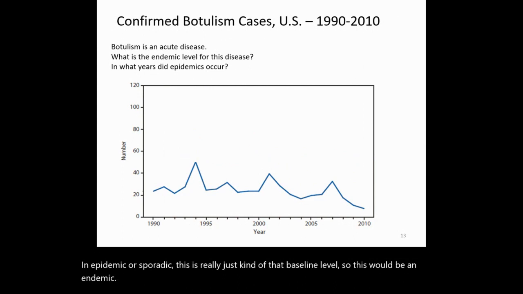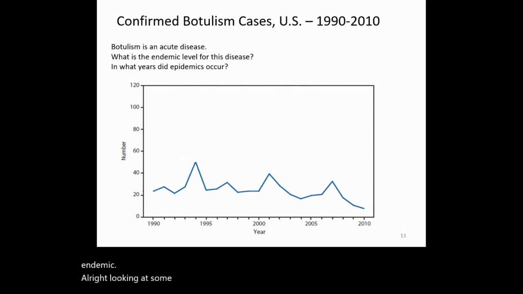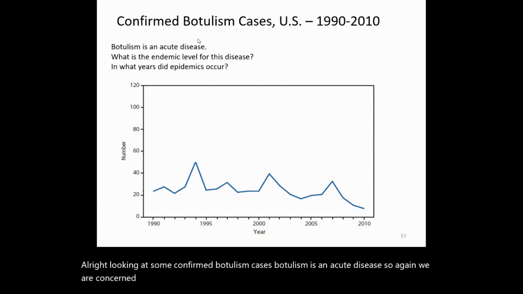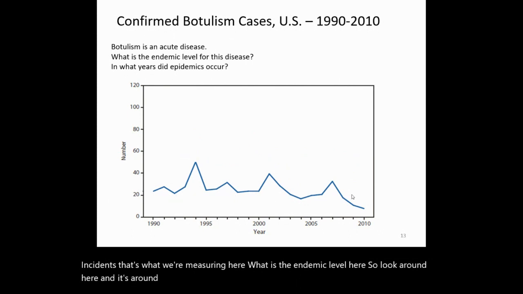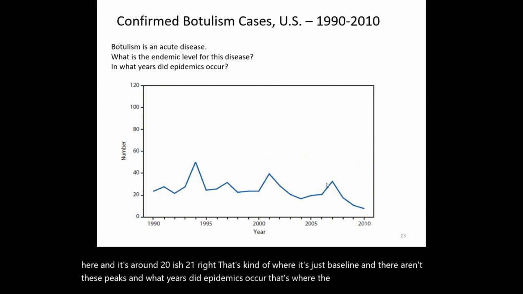All right, looking at some confirmed botulism cases. Botulism is an acute disease. So again, we are concerned with incidence. That's what we're measuring here. What is the endemic level? Look around here, it's around 20-ish, 21. That's kind of where it's just baseline and there aren't these peaks. In what years did epidemics occur? That's where the peaks are going to be.